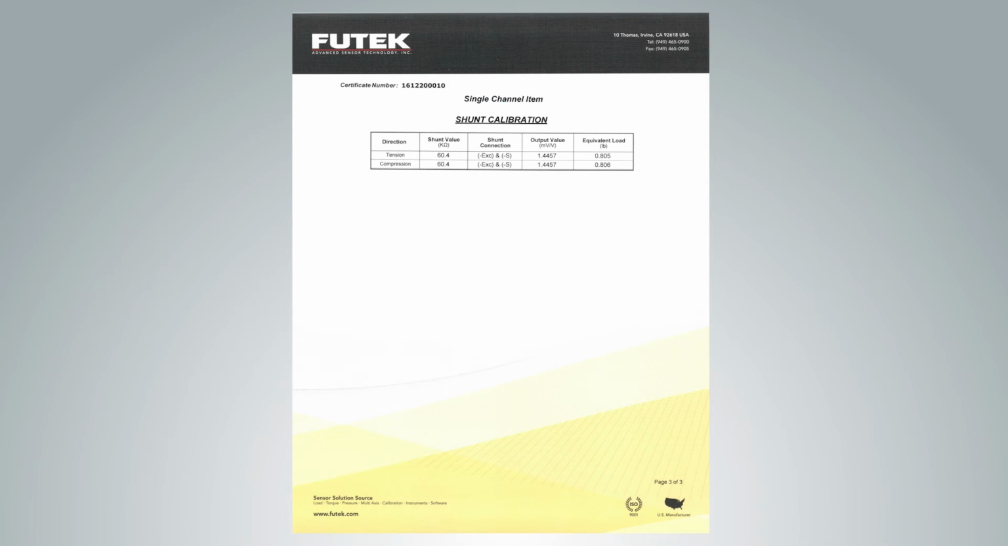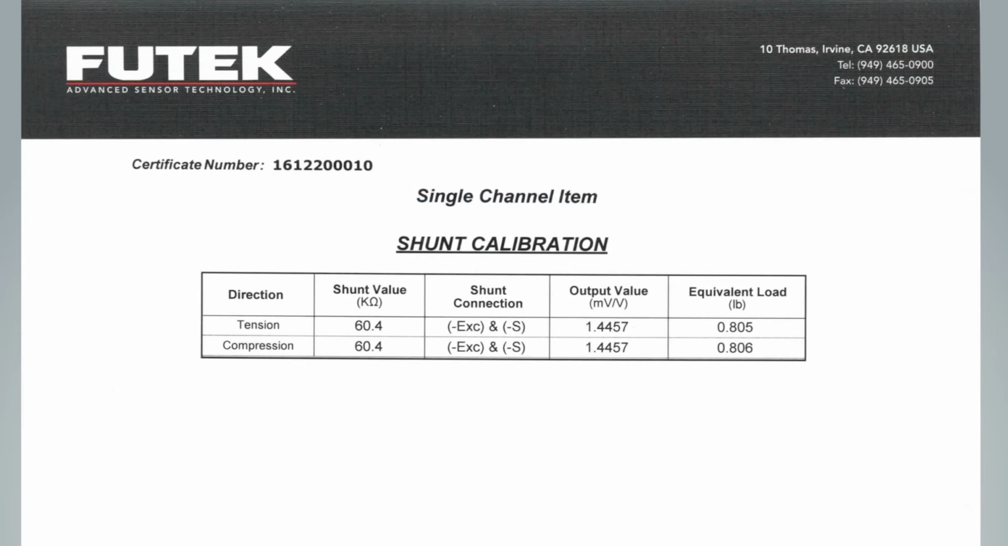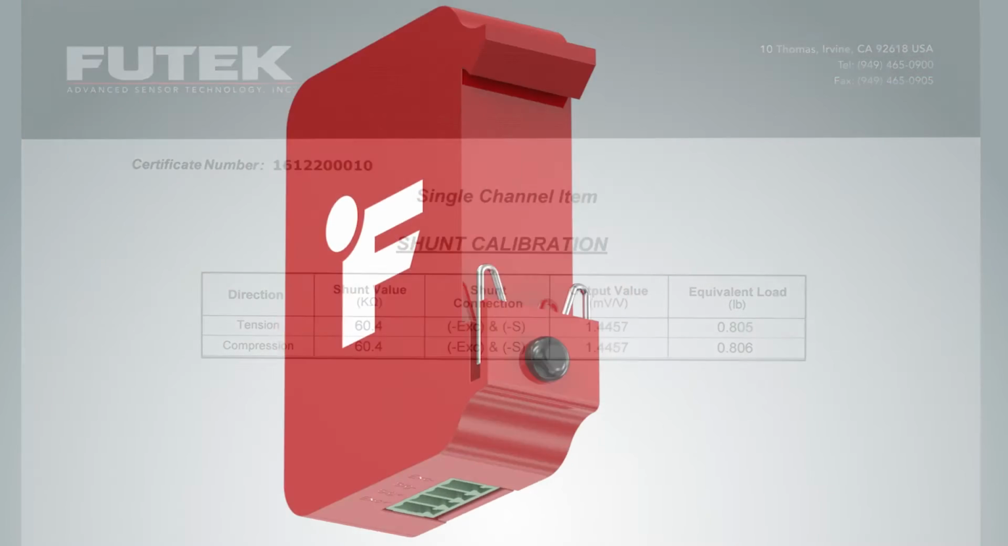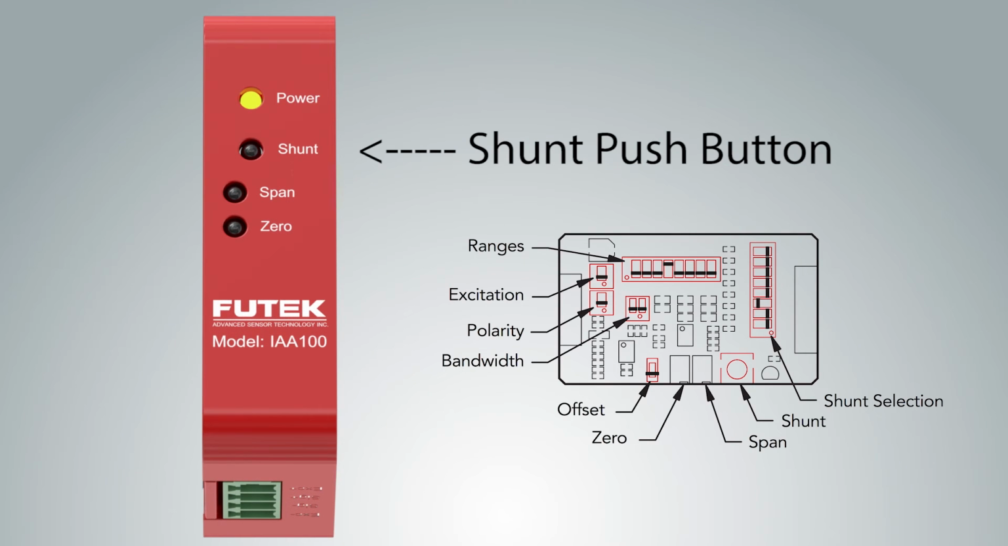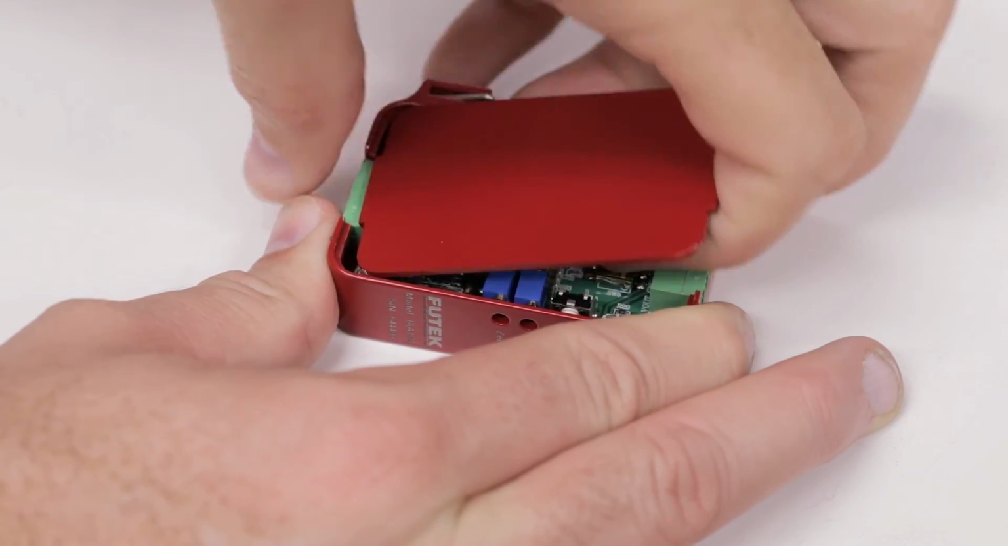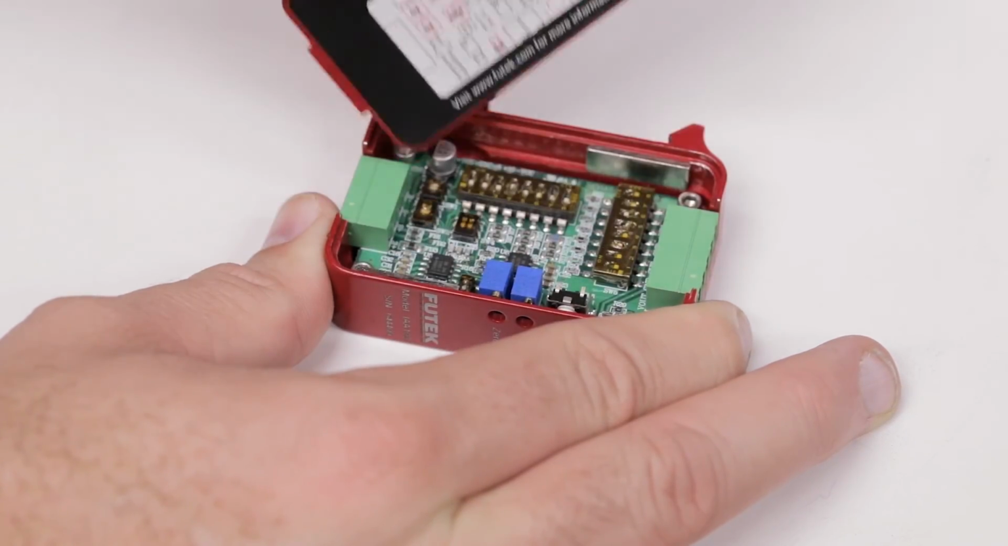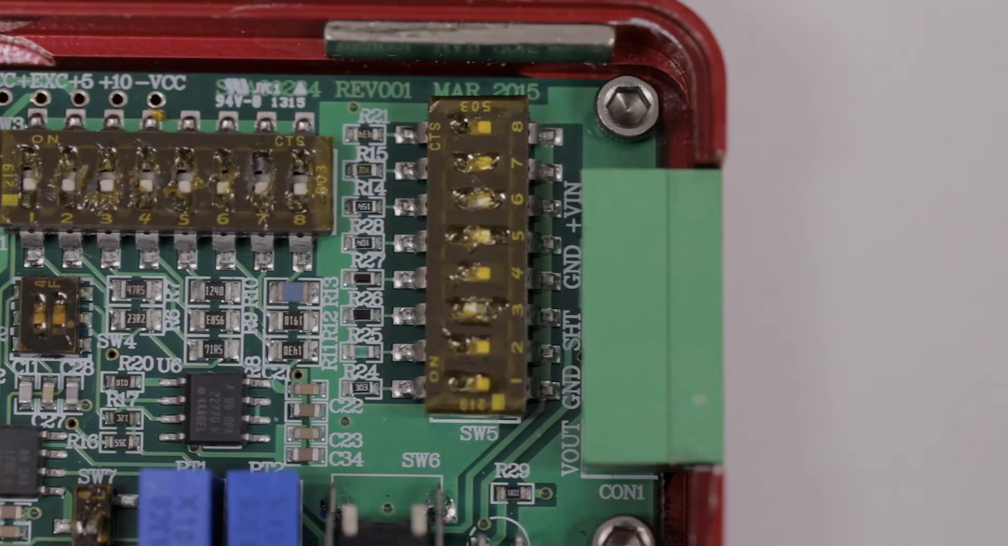During a sensor calibration, a shunt will be performed at FUTEK, and the results of the shunt, as well as the resistance used, will be listed on the calibration certificate. For the IAA amplifier, the shunt is activated by the shunt push button or through the remote shunt line, which is activated when power is applied. The IAA amplifier offers an onboard dip switch control for shunting with multiple shunt resistance levels.